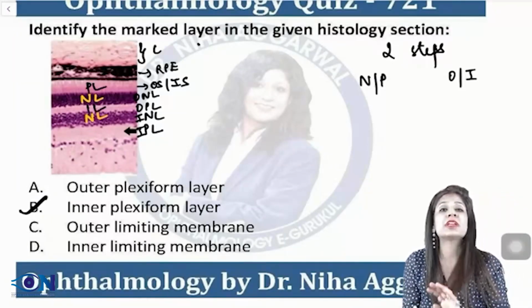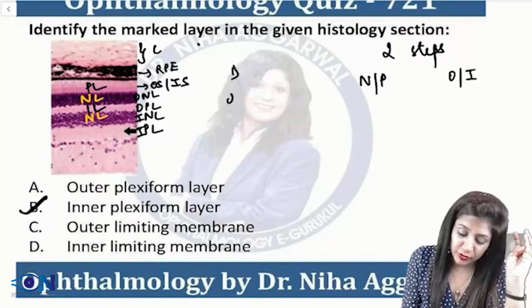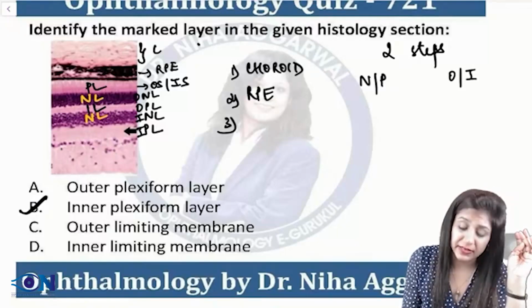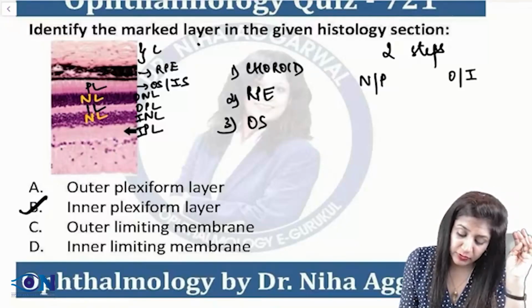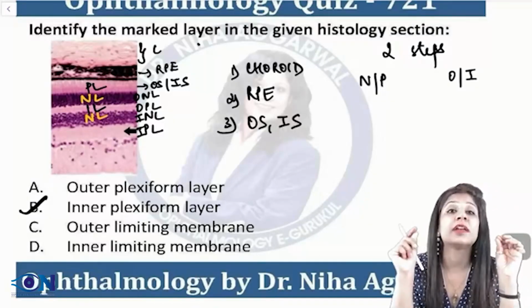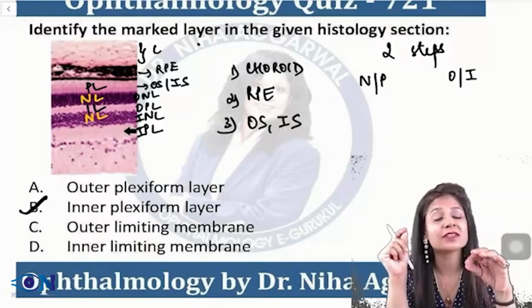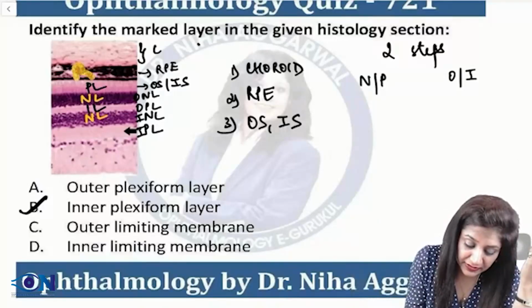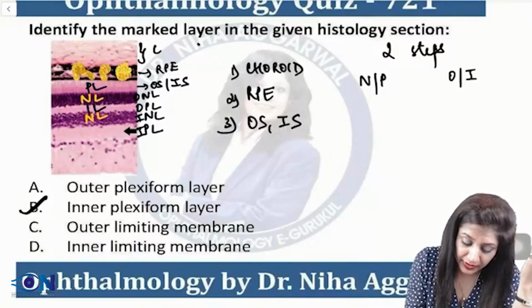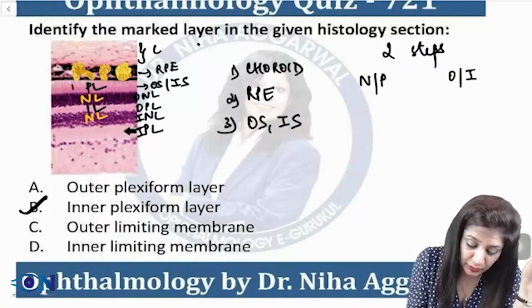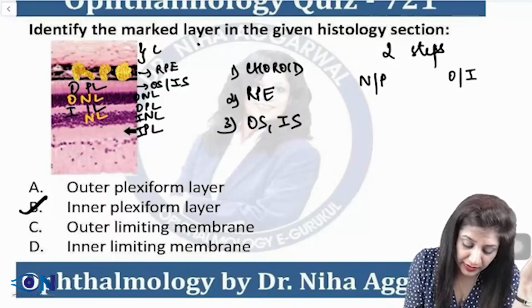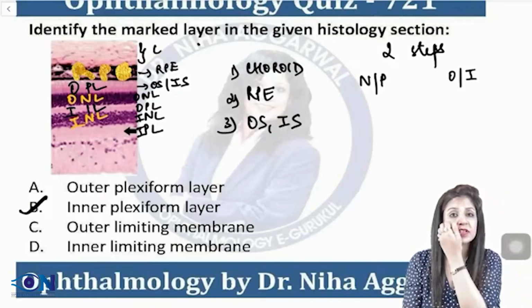Now you have to see three things: you can see the choroid, or the darkly pigmented RPE layer, or the outer segment and inner segment. If you are able to see any of these three things, you know it is the outer part of the retina. Like if you see the darkly pigmented RPE layer, so this is outer, therefore it is outer plexiform. This is inner plexiform. This is outer nuclear and this is inner nuclear. According to this, you can mark.